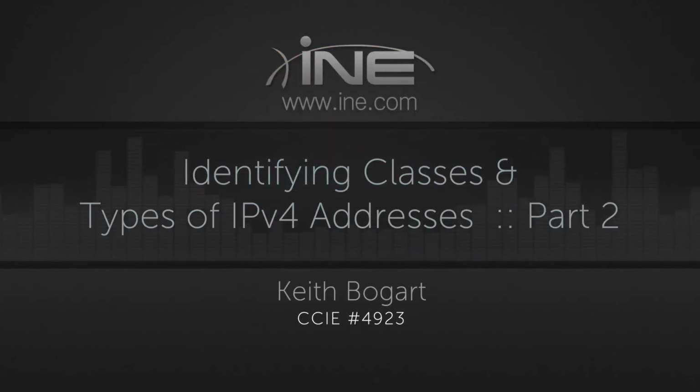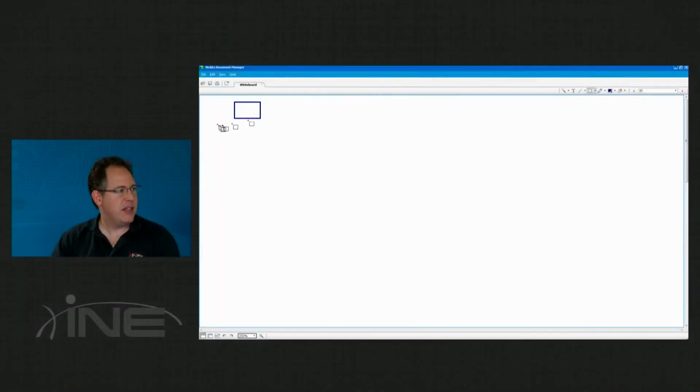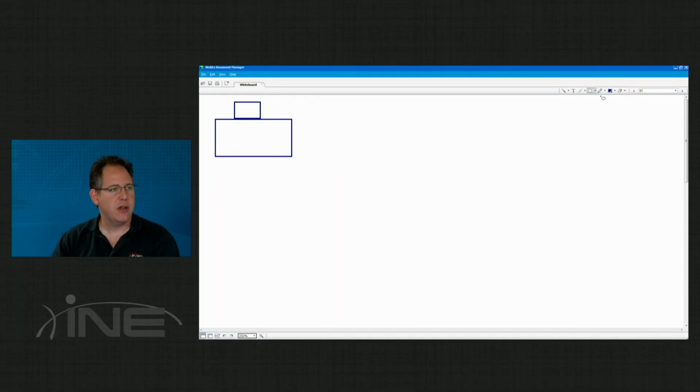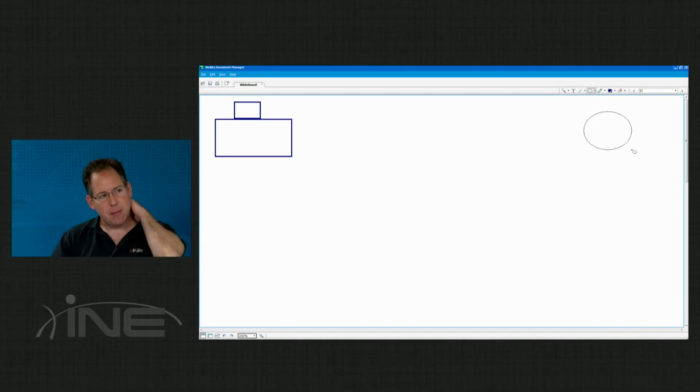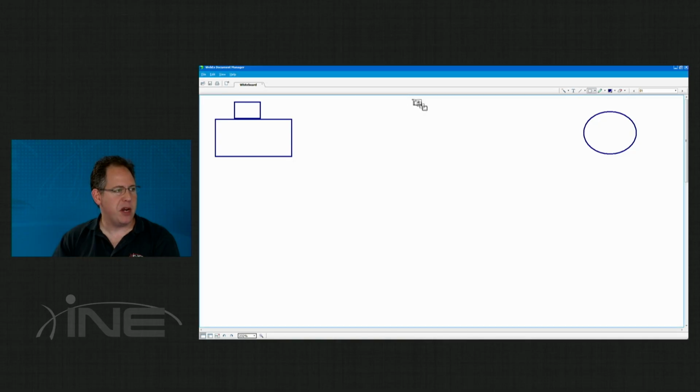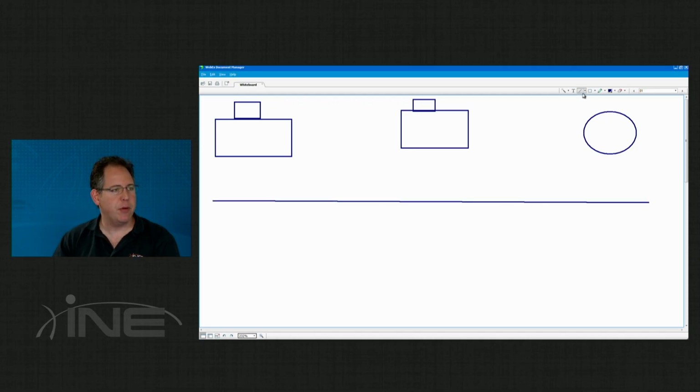So let's take a look at our whiteboard for a moment. We've got this concept here of, let's just say, two hosts running IPv4. Actually, let's just put three hosts on here. Say two laptops and a router. And we're going to put all three of them on the exact same Ethernet broadcast domain, the same Ethernet segment.